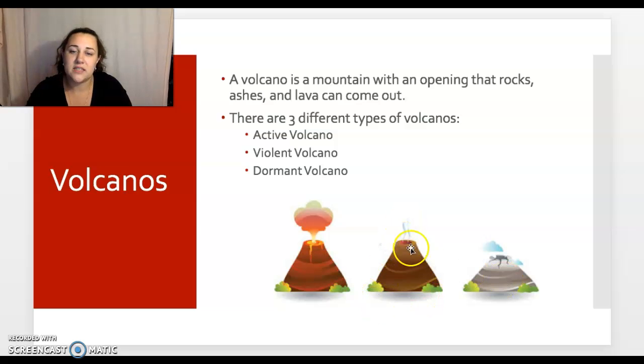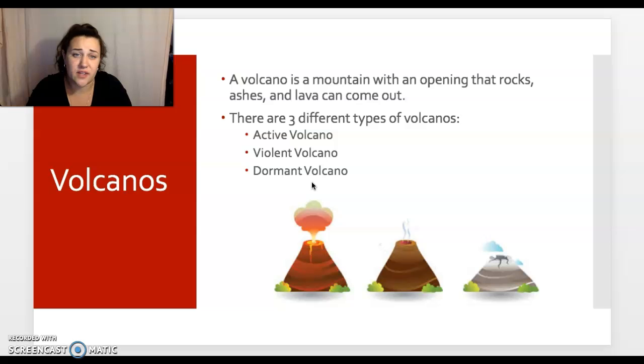Then we have our active volcano. We could see some stuff coming out, maybe some smoke every once in a while, maybe very, very little lava. But it's not violent. It can be dangerous, but at the moment it's not very dangerous. Then we have our violent volcano. And our violent volcano is very dangerous. It's lots of lava coming out, lots of smoke, ashes, rocks flying everywhere.